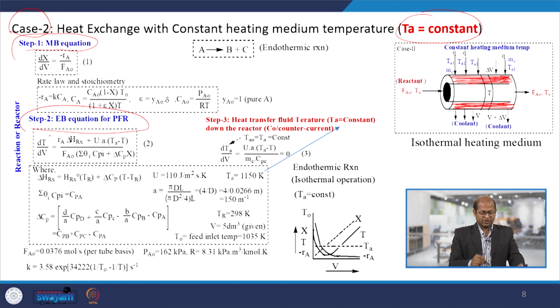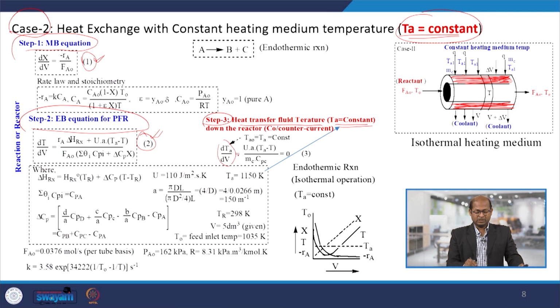So, here similarly these are the two equations we have, equation 1 and equation 2. These two equations we have to solve, and in addition to that, here Ta is constant, meaning there is no temperature gradient. This is step 3, the third component, since the earlier one was adiabatic. There, no heat transfer fluid was circulating outside of the reactor, therefore we did not consider it, but here a heat transfer fluid is there and its temperature is constant.